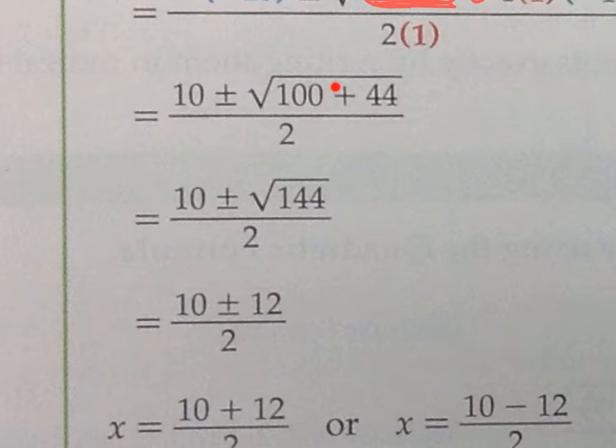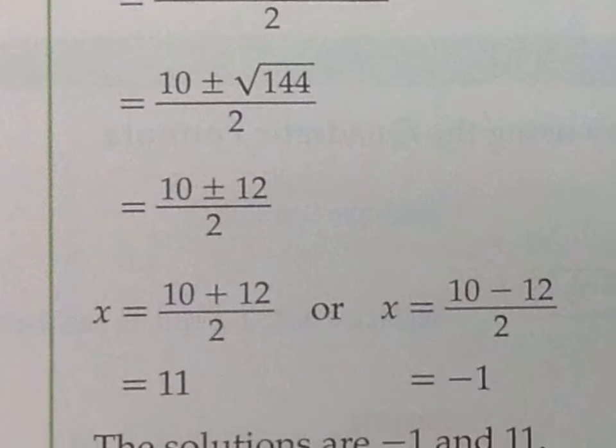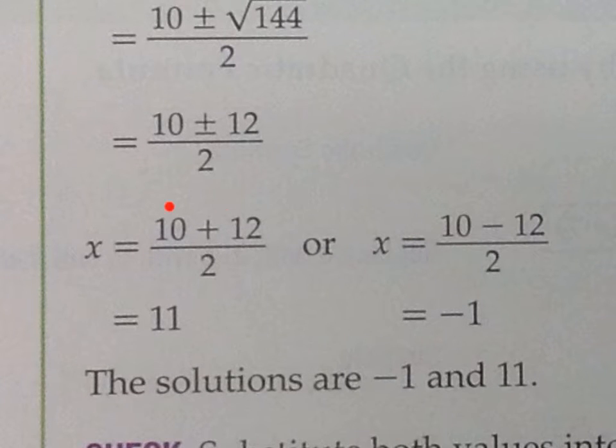The 100 plus 44 is 144, and luckily you could take the square root of 144, which is 12. And remember, if you have a bunch of numbers, you have to do both situations. You do the 10 plus 12 and the 10 minus 12. And they write both situations down here. They go 10 plus 12, that's 22, divided by 2, the answer is 11. Or 10 minus 12, that's negative 2, and negative 2 divided by 2 is negative 1. That's another answer. So the solutions are negative 1 and 11.